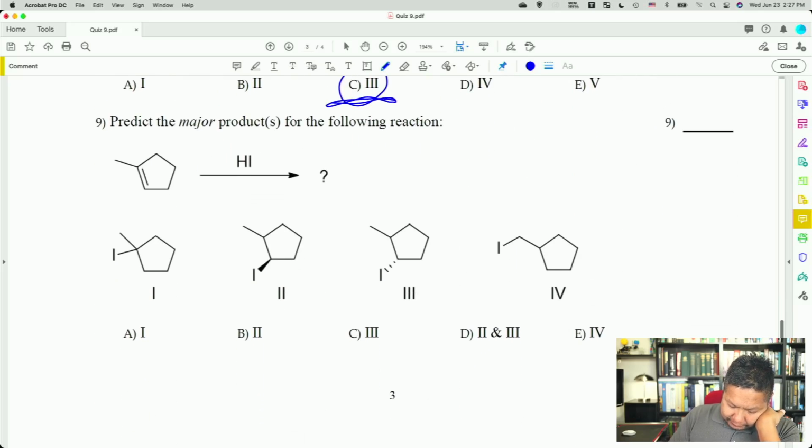Okay, so predict the major product of this reaction. This is another hydrohalogenation, right? With a hydrogen and an iodine. This time there's no peroxide available, so that's going to be a normal run-of-the-mill Markovnikov addition. So the halogen is going to be added to the carbon with the most substitution, which is going to be structure 1.